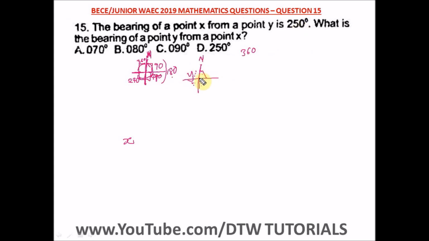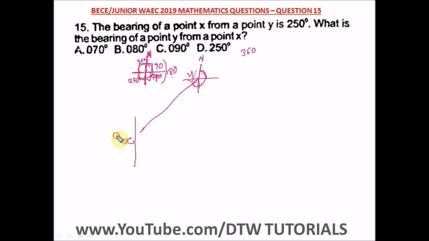Okay, let's do this together. So the bearing of X from Y is 250. From here to here is 90. Add another 90, we have 180. It's still not up to 250. And let's take it a bit here. If you complete this, it will be 270, which is greater than 250. So let's say 250 will fall somewhere here.